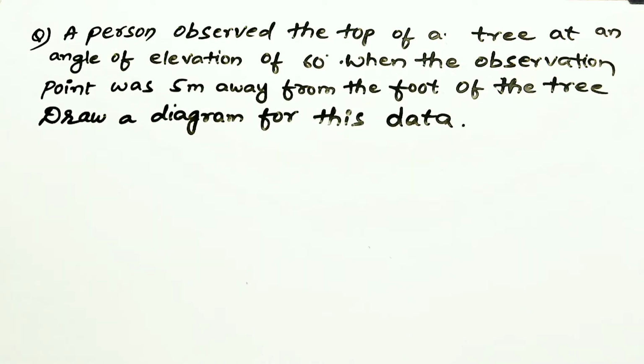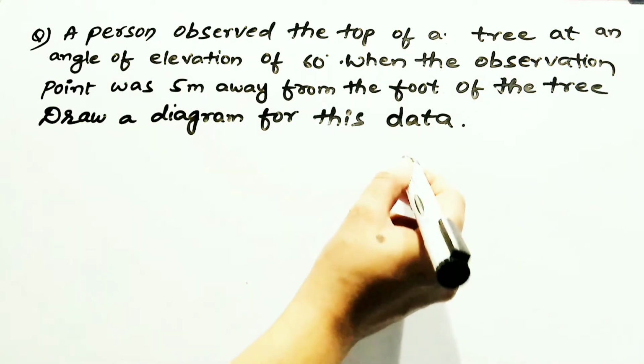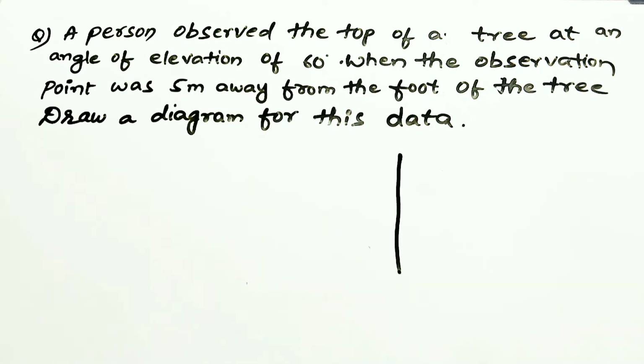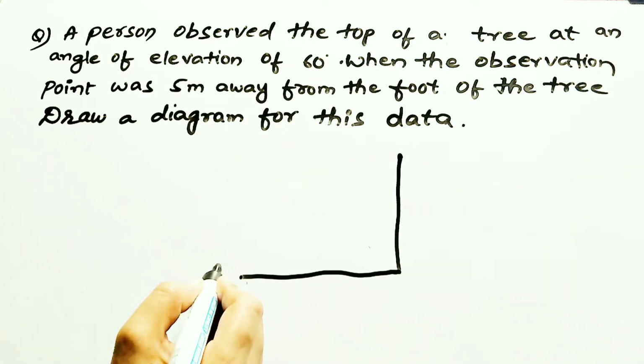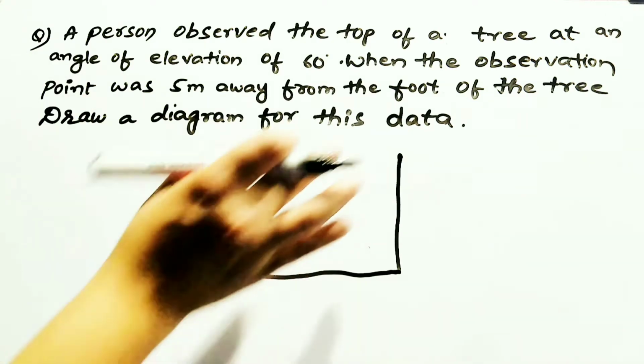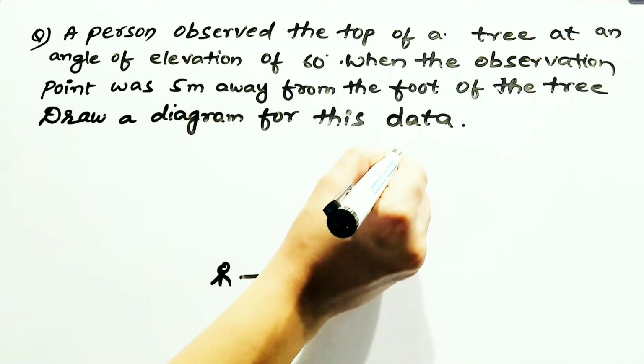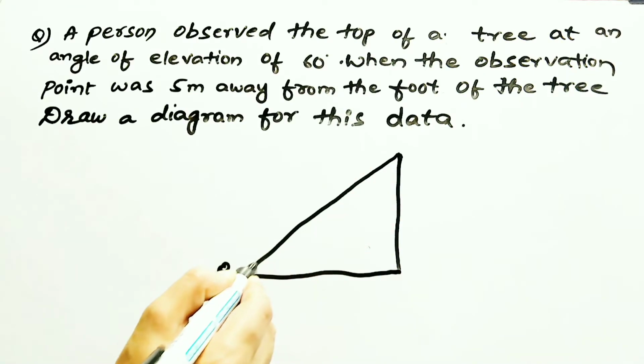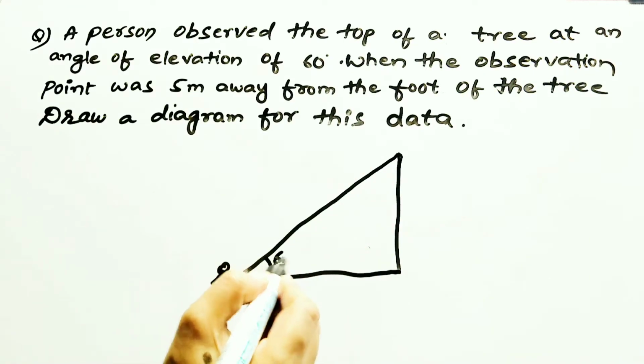Let's do some other problem so that you will get a clear understanding of this topic. Suppose a person observes the top of a tree at an angle of elevation of 60. Suppose this is your tree. Angle of elevation means an observer seeing up. Suppose this is the ground level, and at present the observer is here. A person observes the top of a tree at an angle of elevation, meaning he is seeing the top of the tree making an angle of 60 degrees.